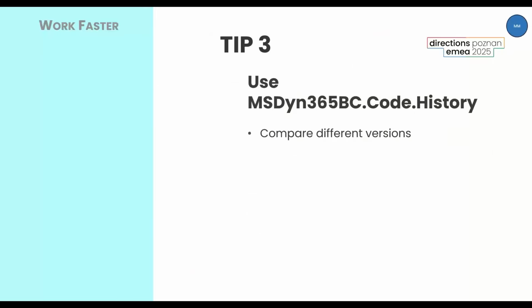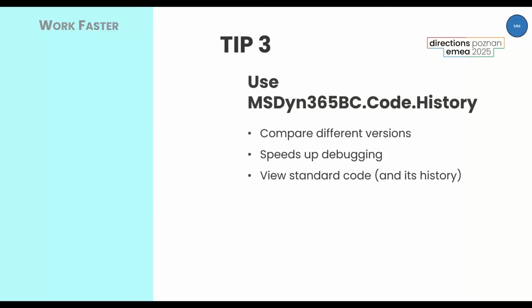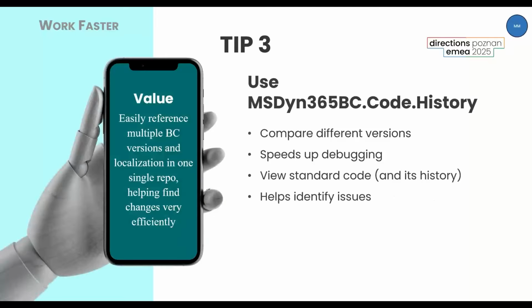Tip number 3 is about using the Code History repo from Stefan Maron. This is the repo that I cannot imagine working without. Basically, the idea here is that you can compare different versions and different localizations inside of one repo, and then how it actually works.